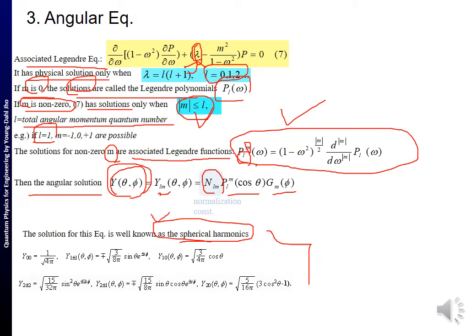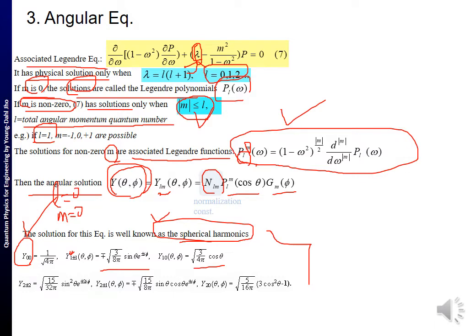It is often found in research papers too. So when L and m are both 0, it's 1 over square root of 4 pi. When L is 1, m could be plus minus 1, then the equation is like this. When L is 1 and m is 0, then it's like this. So look at this. This is the case when m is 0. Okay?